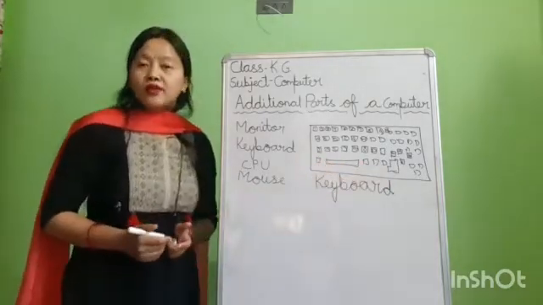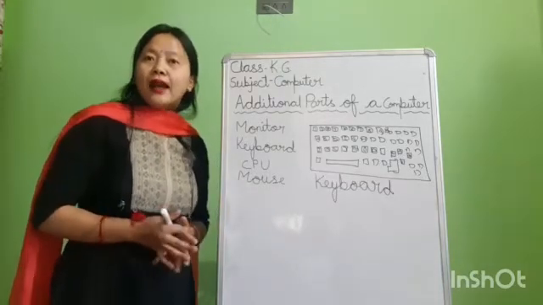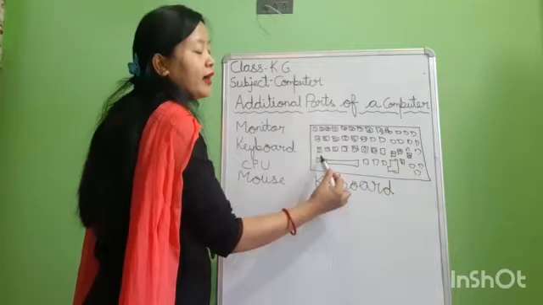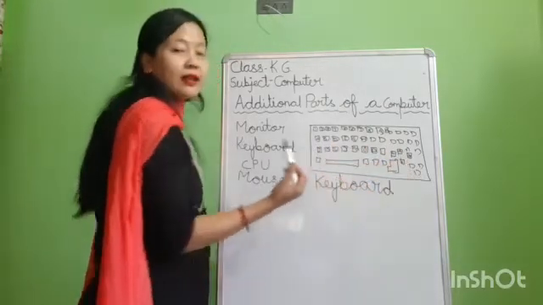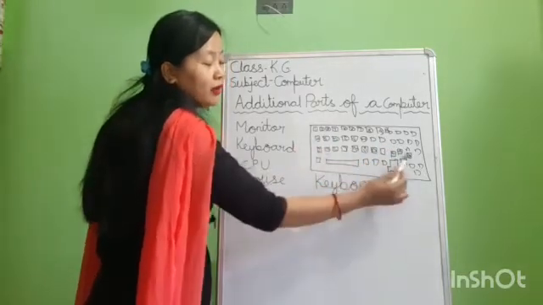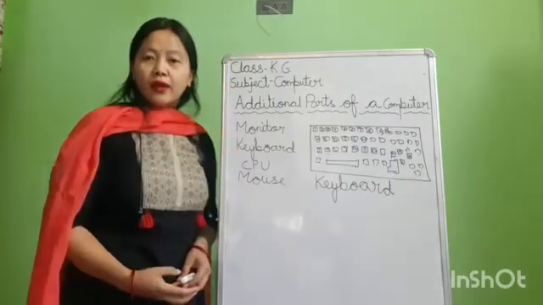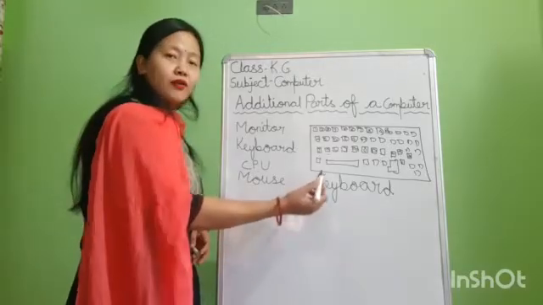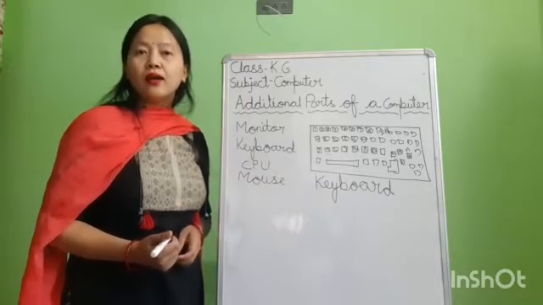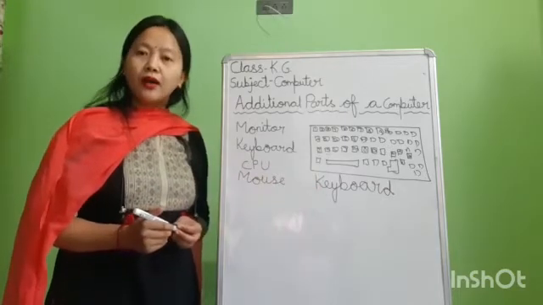Children, keyboard looks like a typewriter. Keyboard is used for typing. Keyboard has many small buttons on it, and these small buttons are called keys. So children, keyboard is used to type letters or numbers, and it is also used to give commands to the computer.